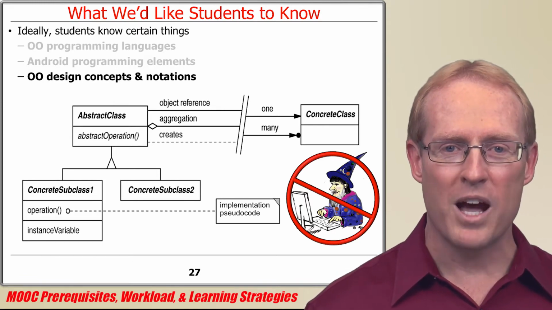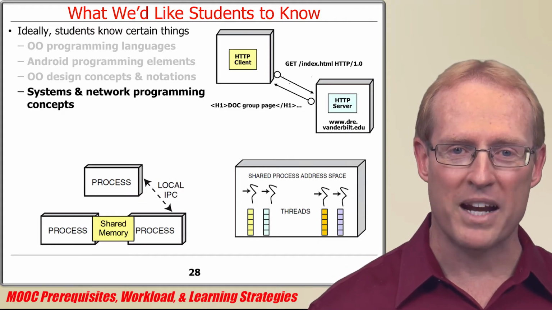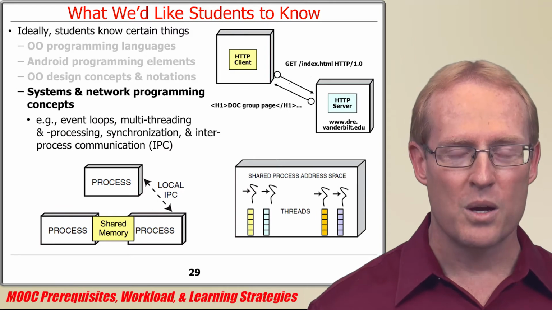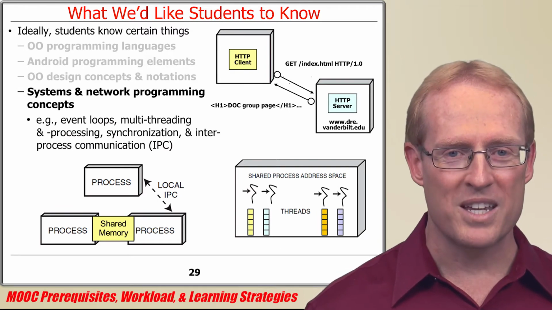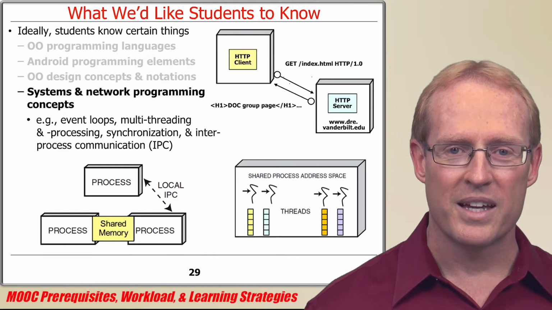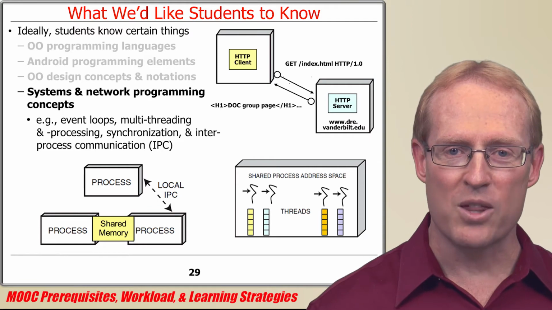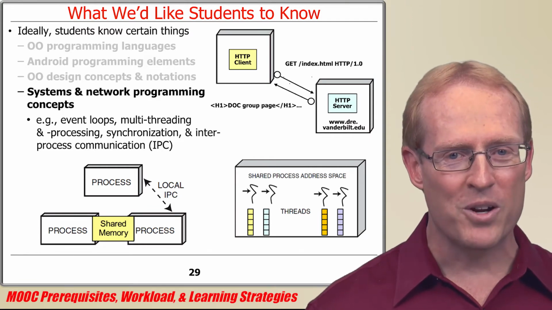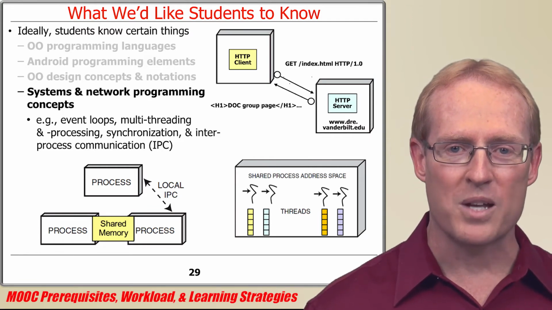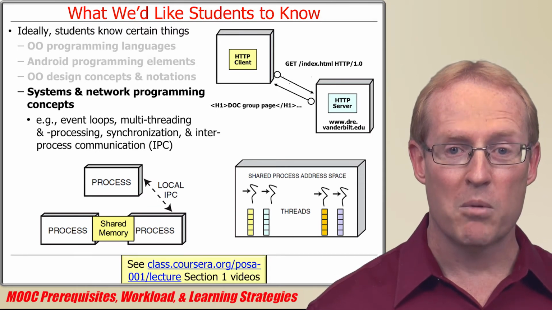Finally, it would be helpful if you know something about systems and network programming concepts and mechanisms, such as event loops, multi-threading, multiprocessing, synchronization, and local and remote inter-process communication. You don't need a deep background in these areas, since we'll review them as needed throughout this MOOC. However, if you're interested in learning more about these topics, Section 1 of the 2013 POSA MOOC provides a good overview.